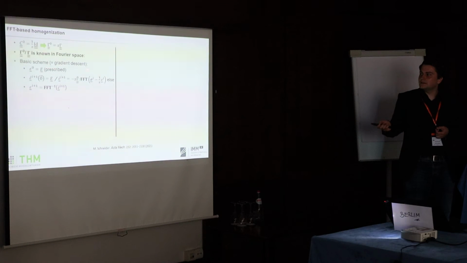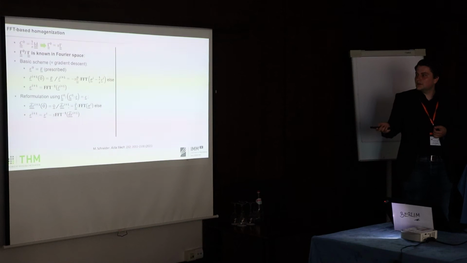The most basic solution scheme is the so-called basic scheme, which is the gradient descent method. In the first step, the prescribed average strain, which is always prescribed, is applied as a strain field. Then in the next steps, we have the next iterate here, and epsilon hat is the Fourier transform of epsilon, where the zero frequency is E, and at all the other frequencies it is just this expression here, and can be transformed back.